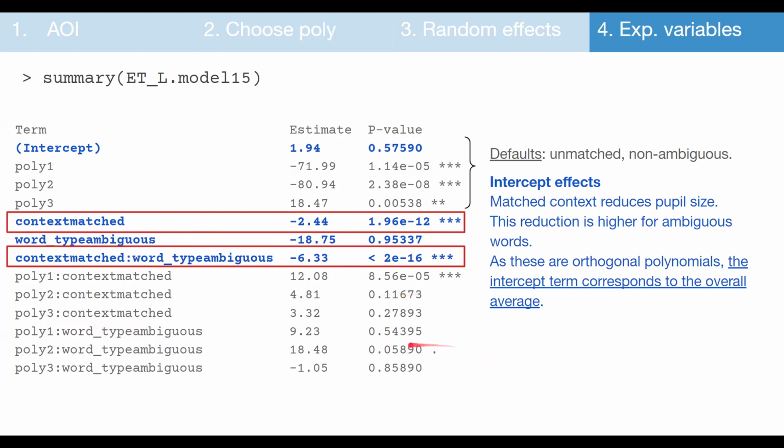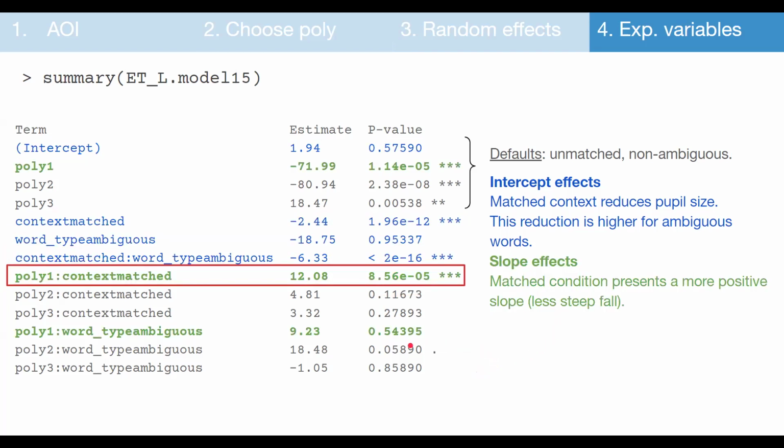Okay, so let's go now to the slope effects. If we want to check the slope, we have to check the linear term, that is the poly 1. And what we see is a significant interaction between poly 1 and the context match. That means that the match condition presents a more positive slope than the unmatched condition. So we know that it's more positive because this estimate is positive.